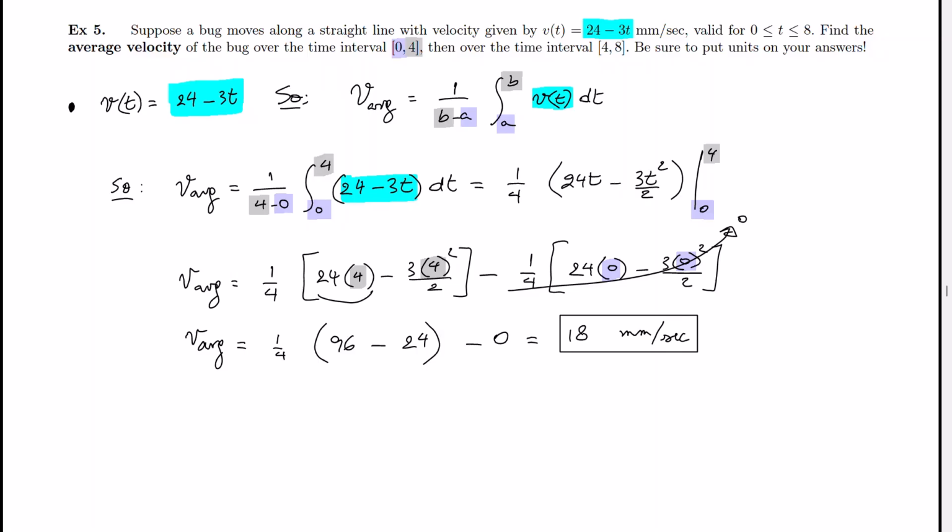Now I need to redo the whole thing all over again using the second interval, but now that you've seen part 1 being done with the interval 0 to 4, I'd like you to take a moment to do the other one on your own, and I'm not going to go through it all, but I'll just give you the final answer, so you can confirm whether you did it correctly or not. But pause the video here and solve the second part of this problem where you're looking for the average velocity from 4 to 8.